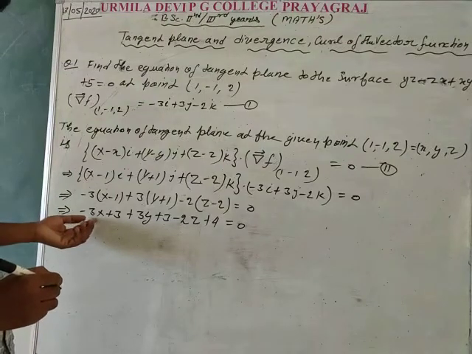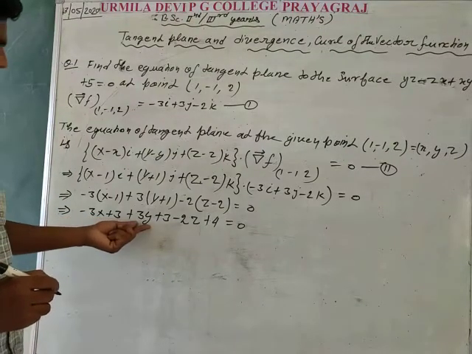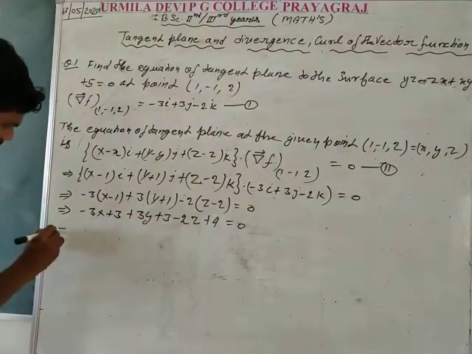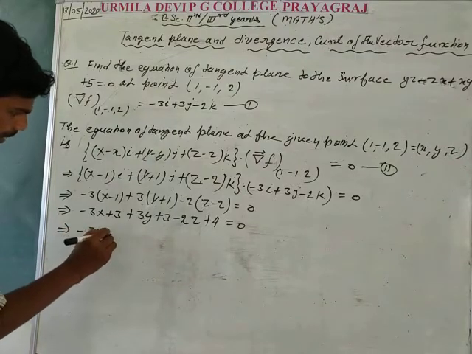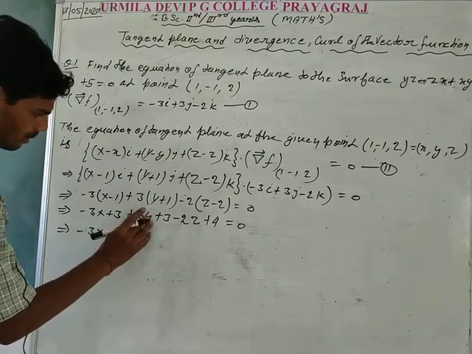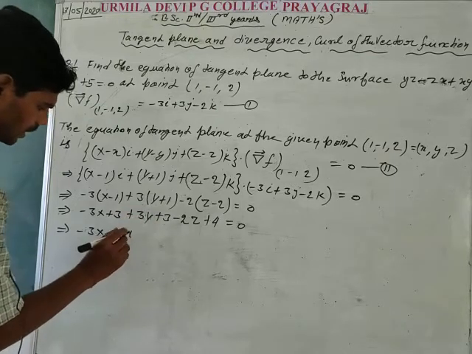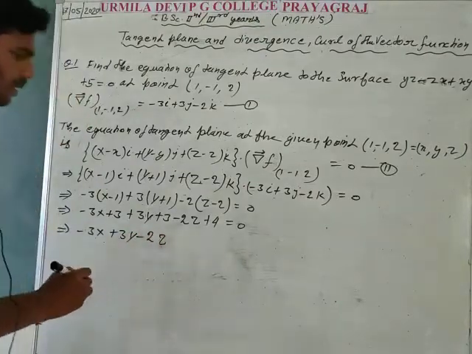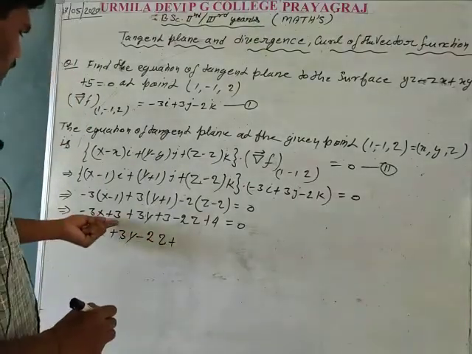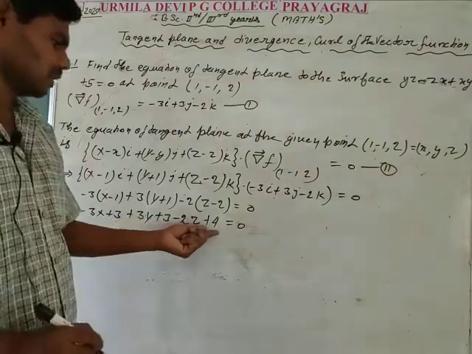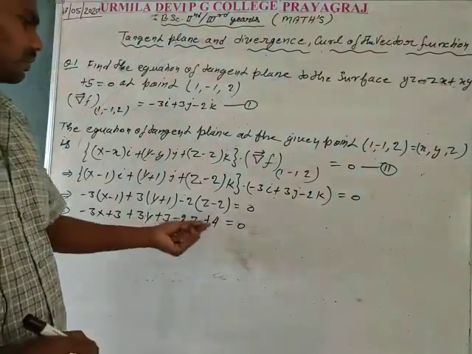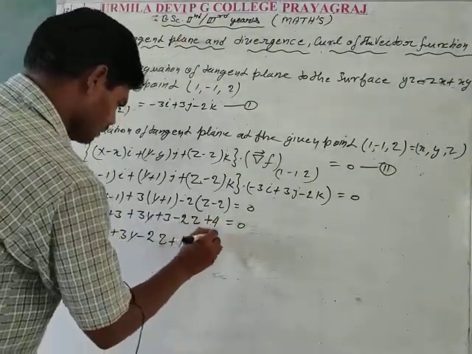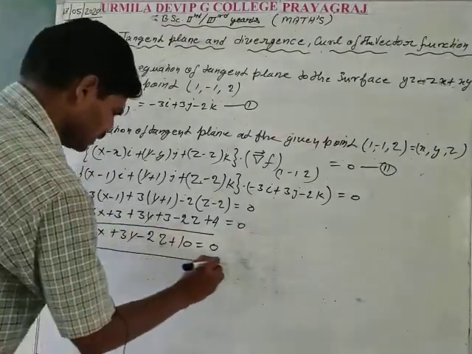Consider in a bracket the component x, component y, component z and the constants and sums. So here is equal to minus 3x plus 3y, capital Y, so 3 capital Y, minus 2z plus 3 and plus 4, plus 3 plus 3 is 6, plus 4 is 10. So here is equal to plus 10 is equal to 0. This is the complete equation of the tangent plane.